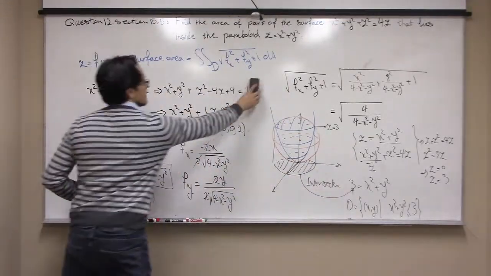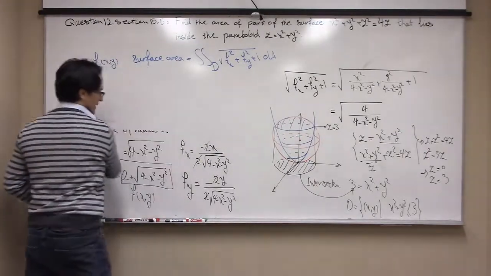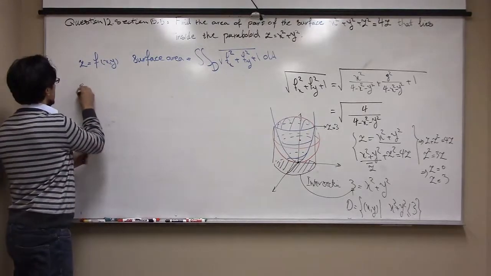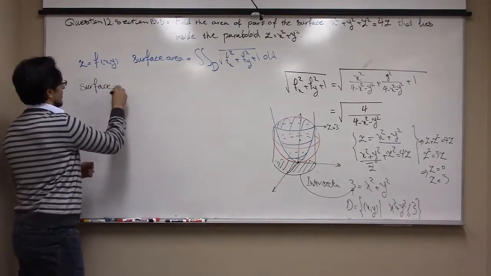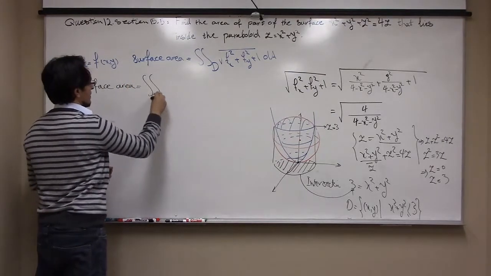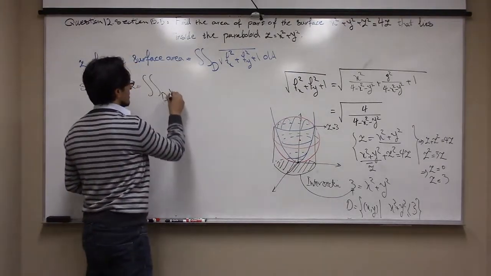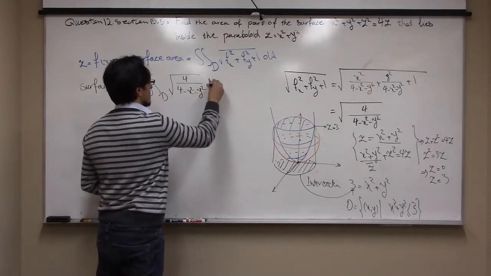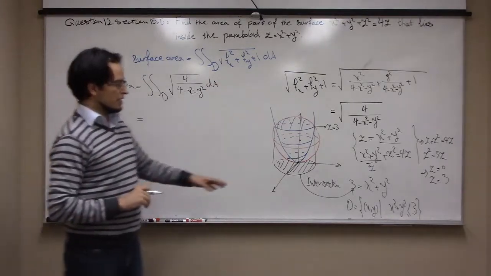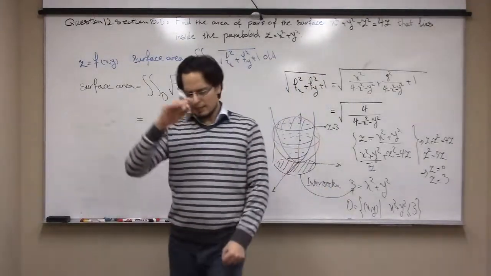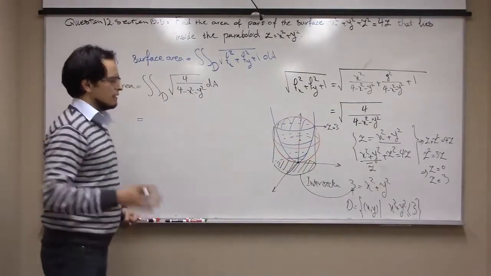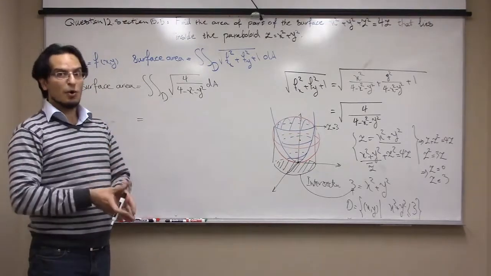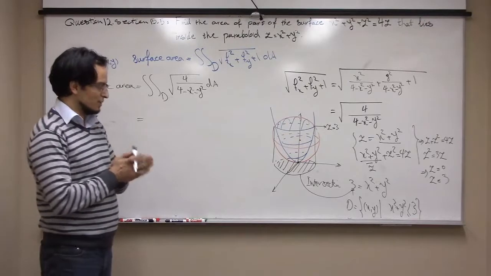Let me erase some parts from here. And now the surface area, which is given by this, 4 over root of 4 minus x squared minus y squared dA. The region is that circular part. Okay, this is something that we have to remember always, that when you have a circular region, the nicer coordinates to use for integrating would be polar coordinates.